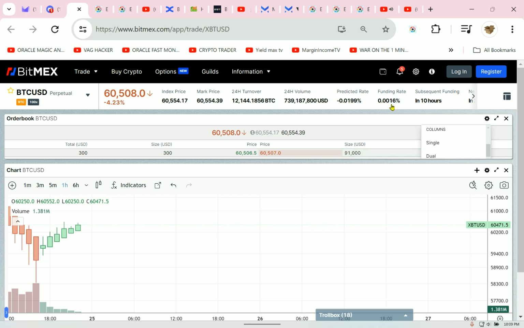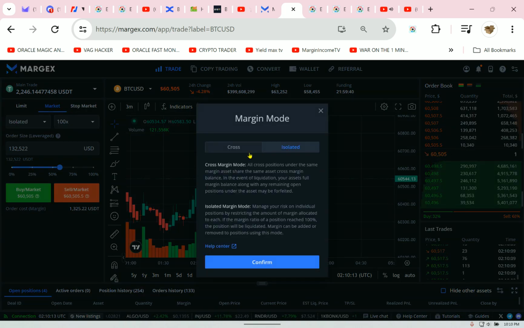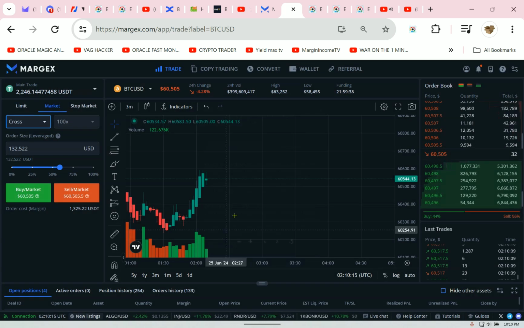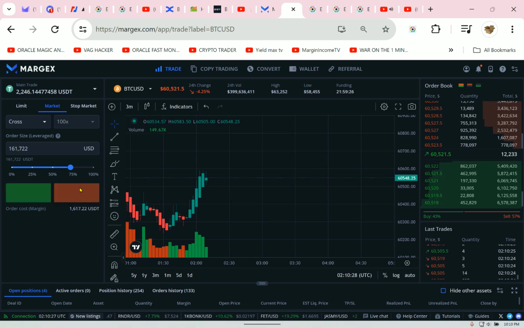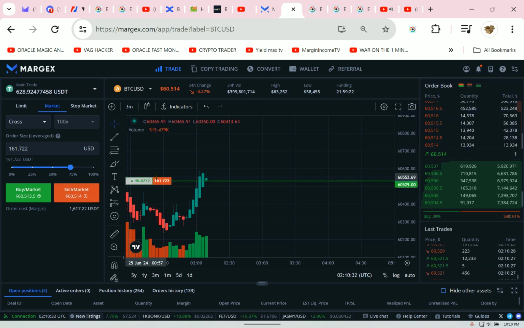The witching hour is coming. I'm going to flip it across so you can have cross and isolated trades at the same time. I'm going to put about 75% in there. $1,600. Cross leverage. It is committed. The deal is opened. The line has been drawn in the sand. What I do from here is up to me.